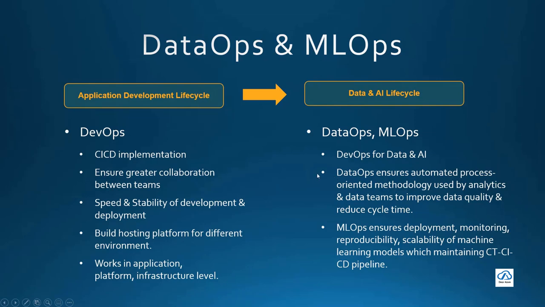DataOps ensures an automated, process-oriented methodology used by analytics and data teams to improve data quality and reduce cycle time. So reducing time, having proper lineage, having the data flow, this is the main job of DataOps so that everything is automated. You don't need to do things manually. And the main job of MLOps is to ensure deployment, monitoring, reproducibility, and scalability of machine learning models, while maintaining a CI/CD pipeline, which is continuous training, continuous integration, and continuous development. MLOps is not something completely new. Adding that kind of automation using those tools and pipelines is MLOps. It is a big buzzword these days as well, so just be careful how you are using it.